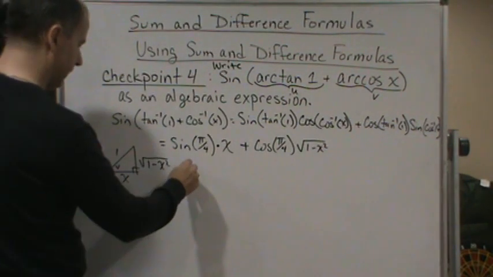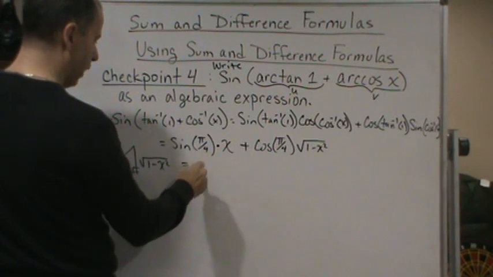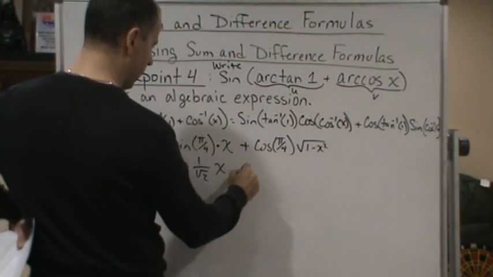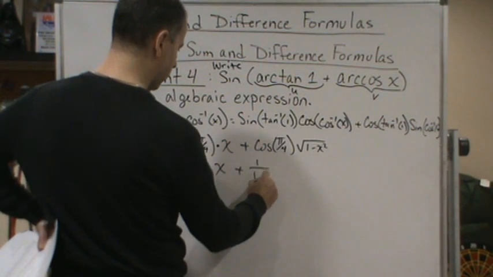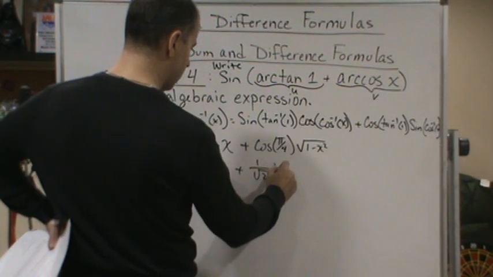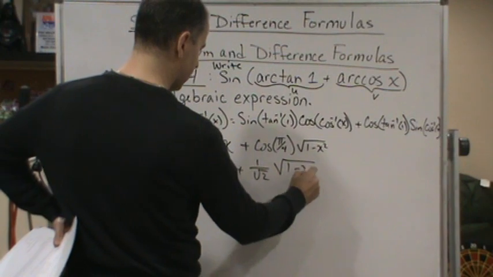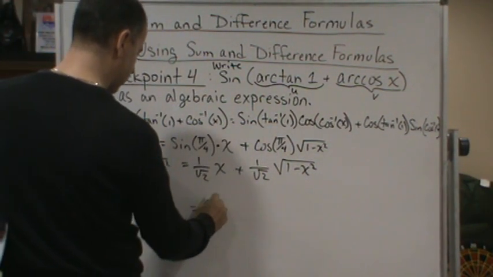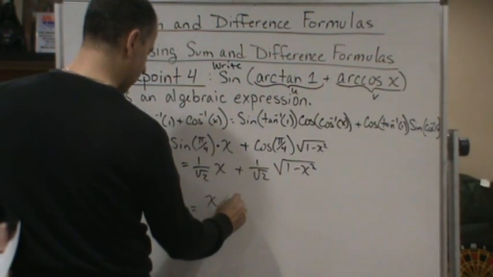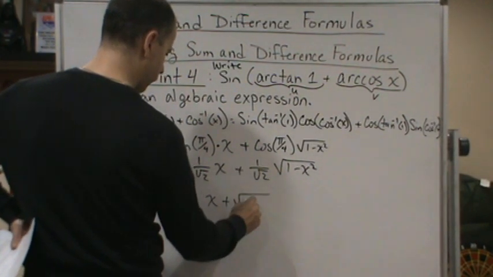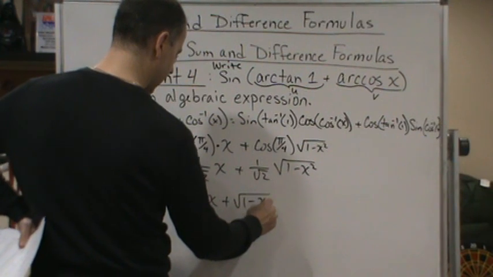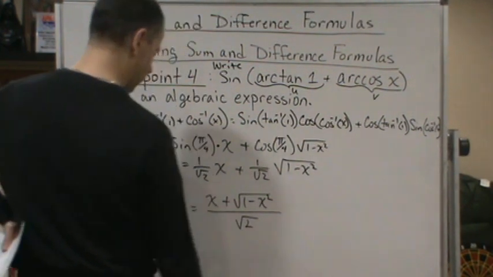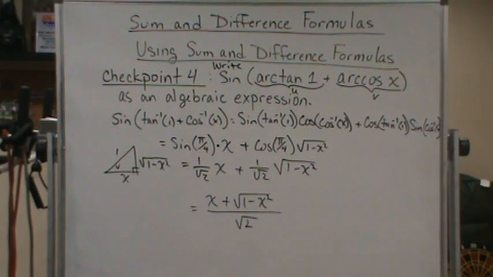Now we just simplify things, right? Sine of pi over 4 is 1 over the square root of 2 times x plus 1 over the square root of 2 times the square root of 1 minus x squared. Now we just simplify things, and this is going to end up being x plus the square root of 1 minus x squared all over the square root of 2.